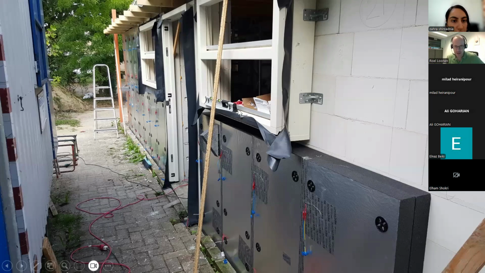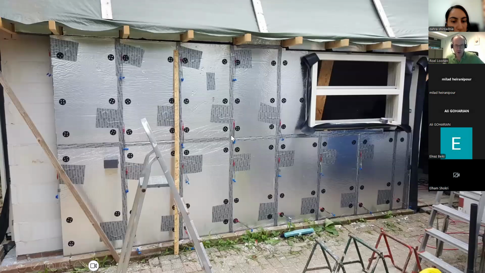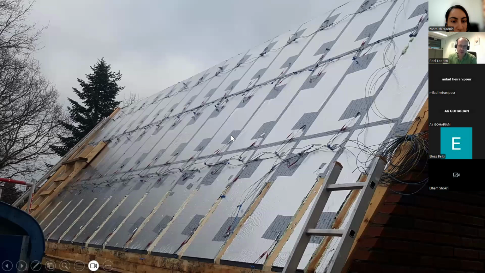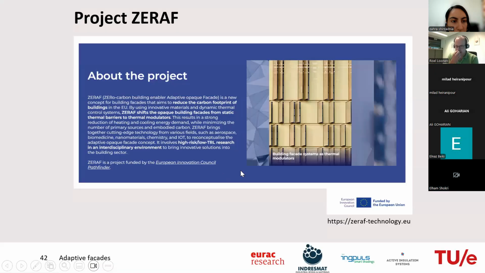As we can see here in this figure, for a wall configuration, but it can also be implemented into roofs of buildings. We are currently developing this further in the context of a European project where we really hope to make the step towards an industrialized, commercially available product.